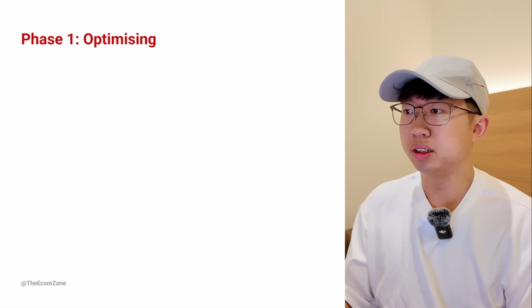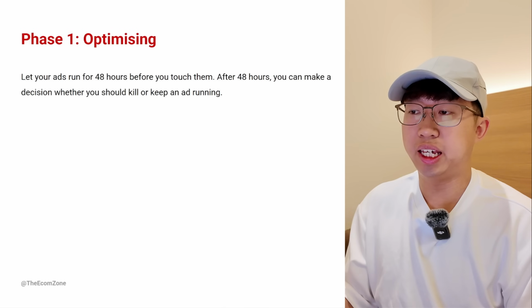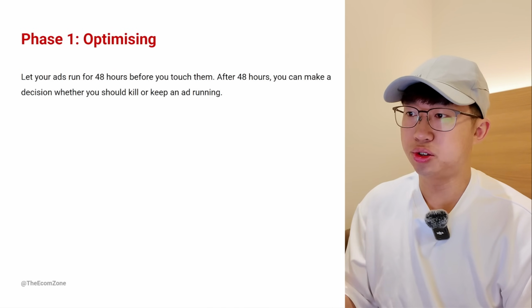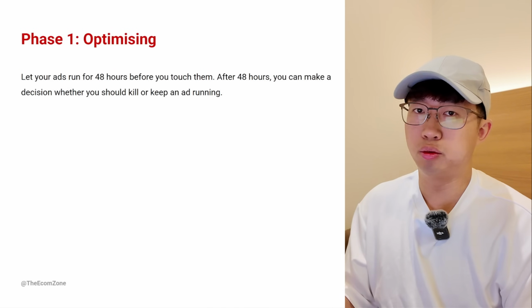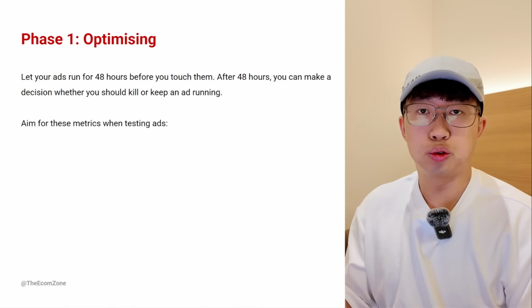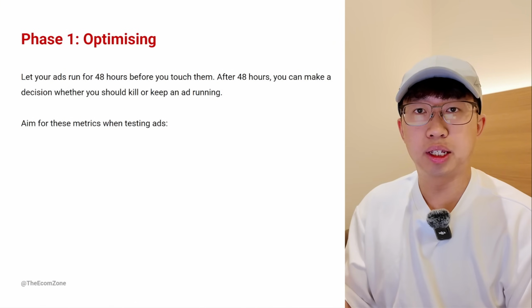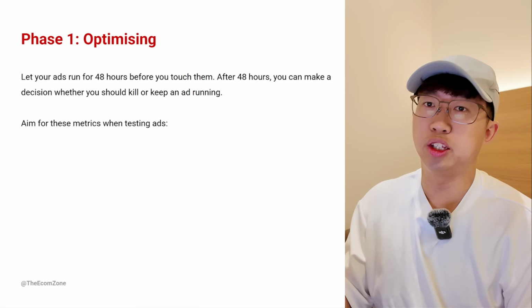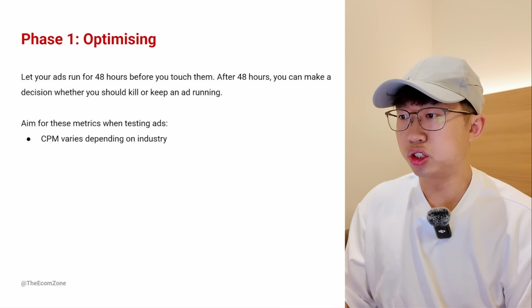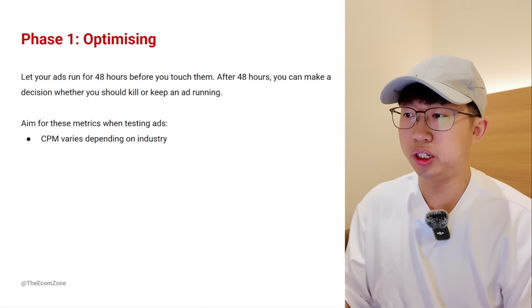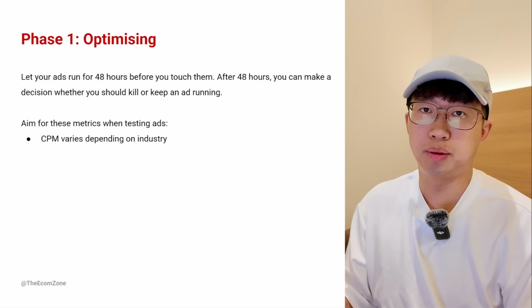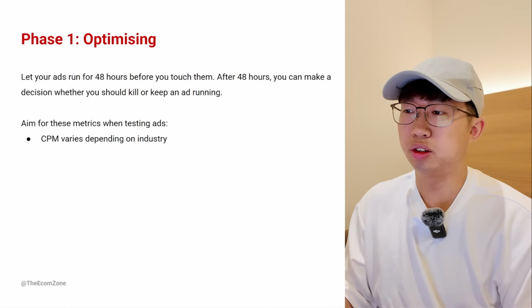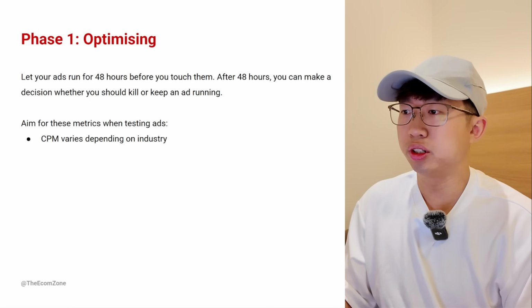Next is optimizing. So let your ads run for 48 hours before you touch them. After 48 hours, you can make a decision whether you should kill or keep the ad running. So aim for these metrics when you're testing your ads. At the beginning, you're not looking for sales, you're actually trying to optimize your funnel so that you can make sales. So your CPM varies depending on the industry. In some industries, your CPM could be like $80. Sometimes it's 10, sometimes it's 20. It doesn't really matter. It just depends on your industry.